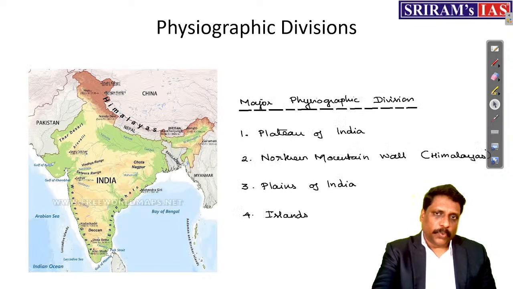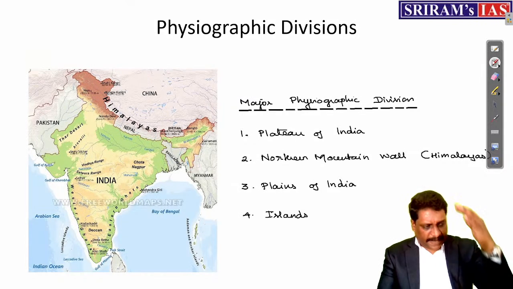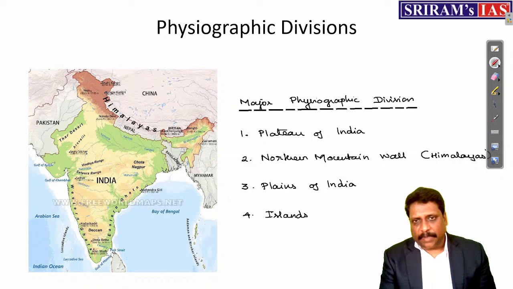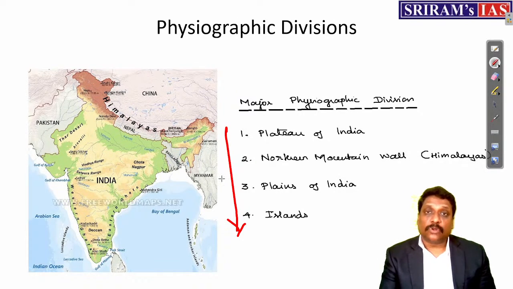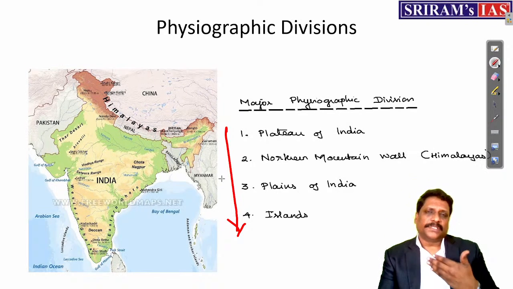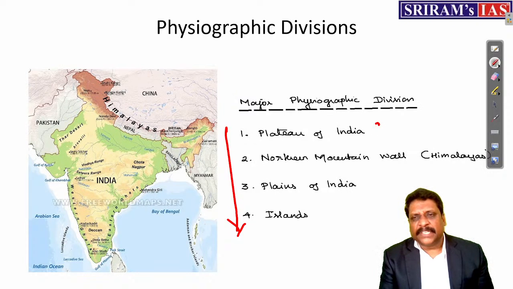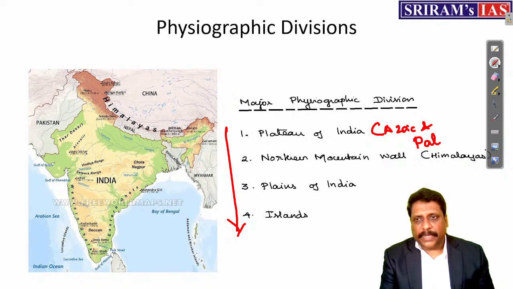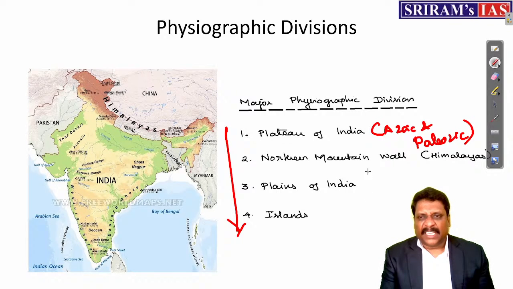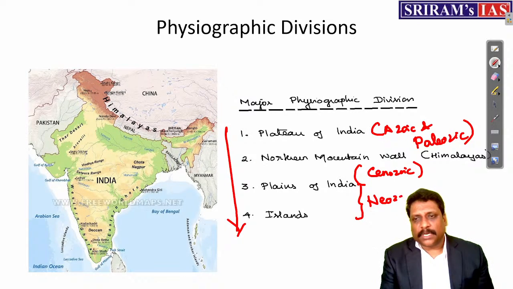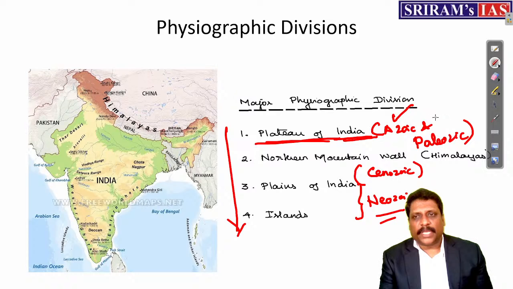Now, my dear friends, first comes plateau. And one more thing, let me also tell you, this classification, the arrangement I'm making, you find a sequence, right? This sequence is also a chronological sequence. Why do I say it is a chronological sequence? For the simple reason, my dear friends, this plateau of India majorly belongs to Azoic, and for all practical purposes we also include Paleozoic features. Northern mountain wall belongs to the Cenozoic era. Plains of India and islands put together belong to the Neozoic era. Or I can say the plateau of India belongs to the Azoic and primary period.